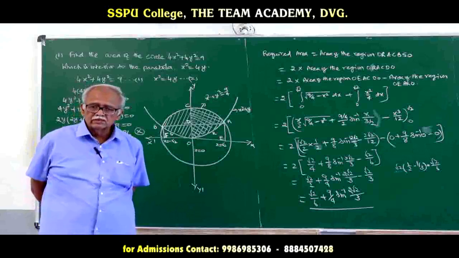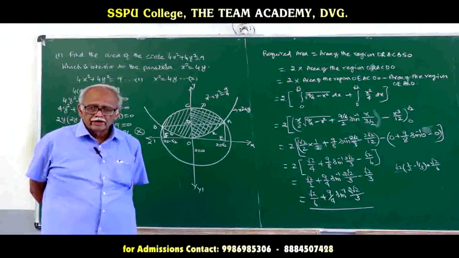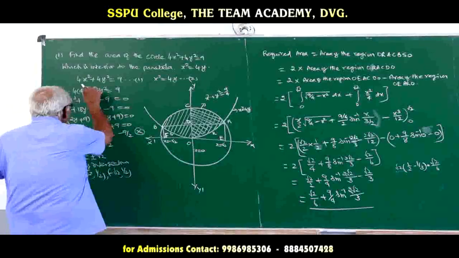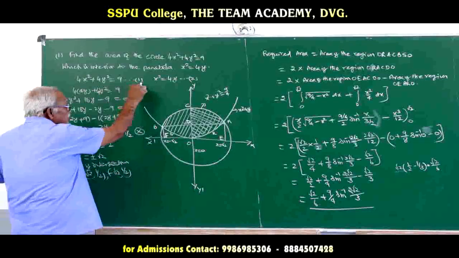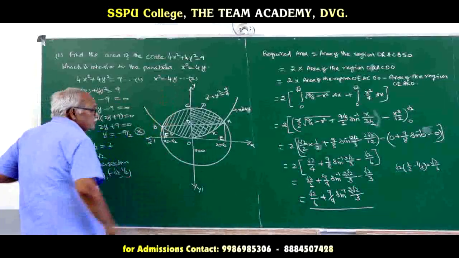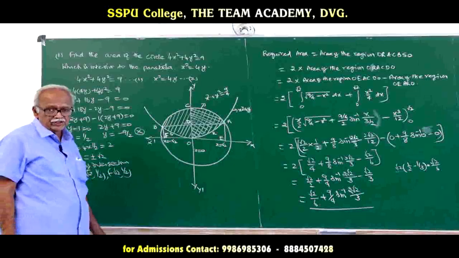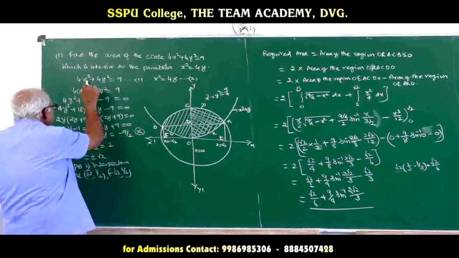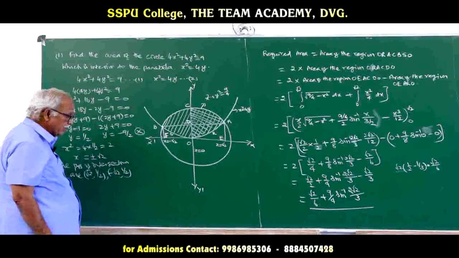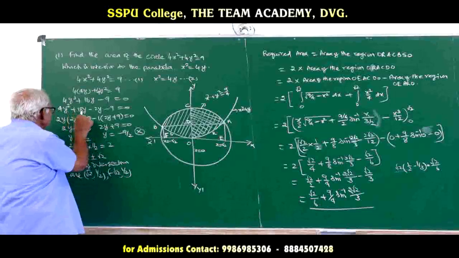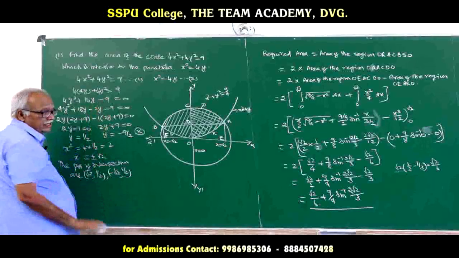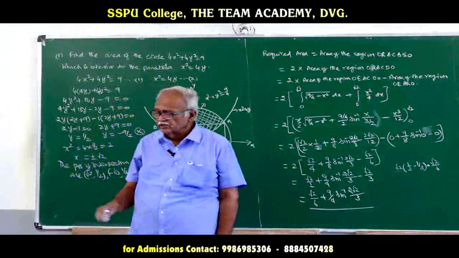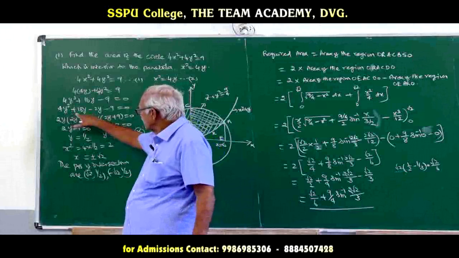Now, what is the first step? We have to find the point of intersection. See how I am going to do the point of intersection. 4x squared plus 4y squared is equal to 9 is the first equation, x squared is equal to 4y is the second equation. How to solve this? In x squared is equal to 4y, I am replacing x squared by 4y. So, we get 4y squared plus 16y minus 9 is equal to 0. It is a quadratic equation. The quadratic equation we can solve by factorizing.